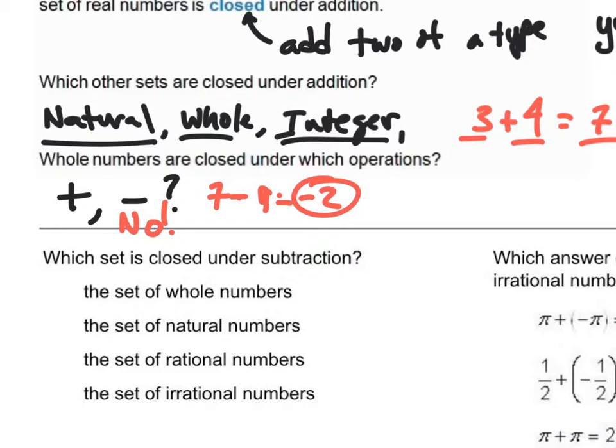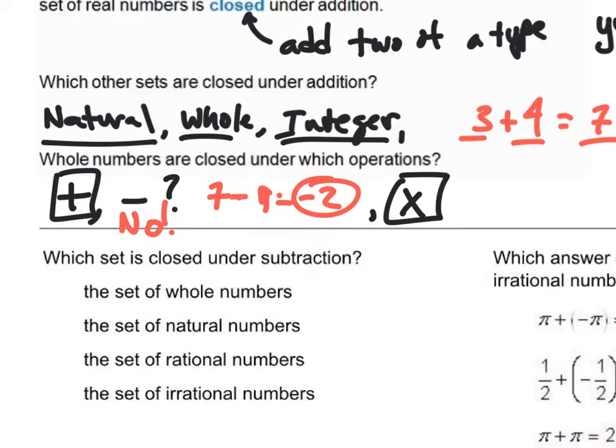not under subtraction. What about multiplication? What about under times? Should be, yeah. Because if you take any counting number or 0 and multiply them together, you get another counting number or 0. So that works. So addition, multiplication.